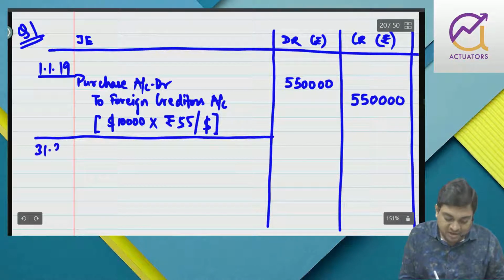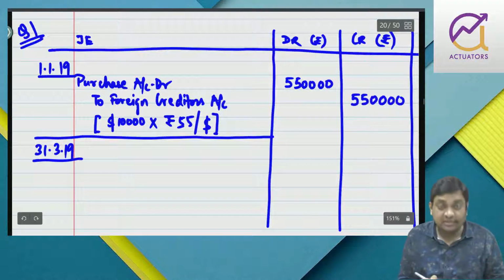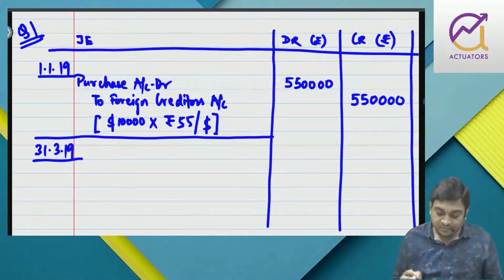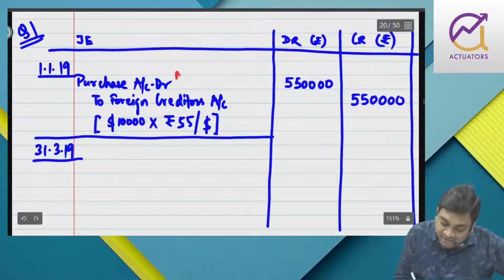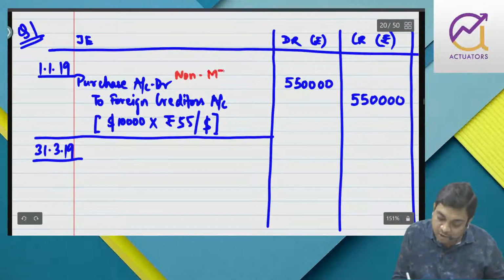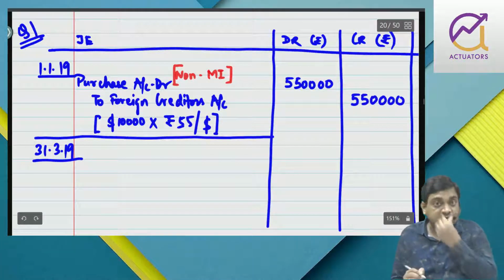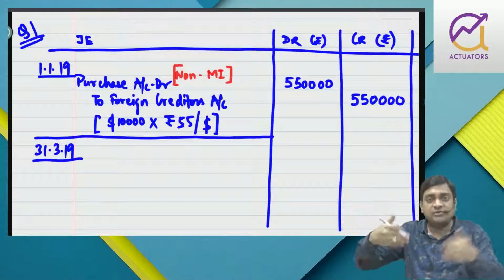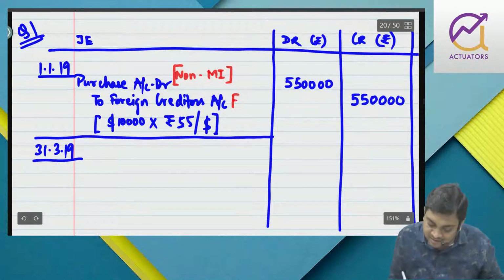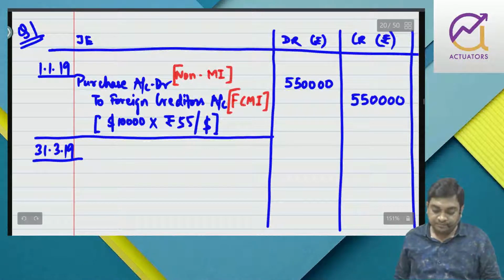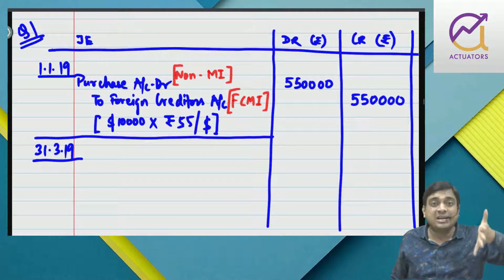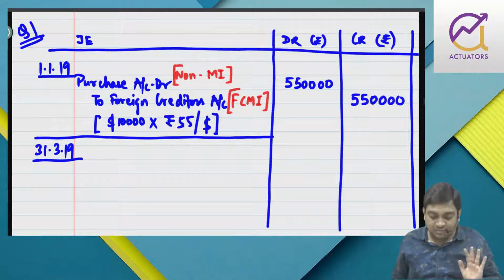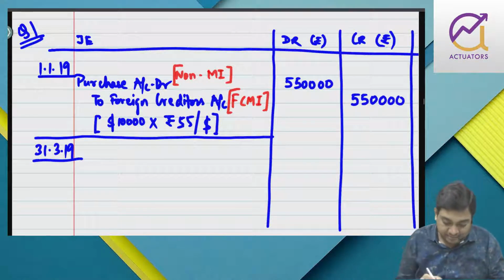Now on the balance sheet date, it should be subsequently recognized using the closing rate. Which one? Purchase or foreign creditor? This is non-FCMI, non-monetary items. Inventory should be carried at cost. If sold, fine enough. This is FCMI. Only FCMI should be restated, right? So the exchange rate has fallen. So in that case, if this would have been settled today, then I would have paid 54 rupees per dollar. So as a result, I have to show gain.